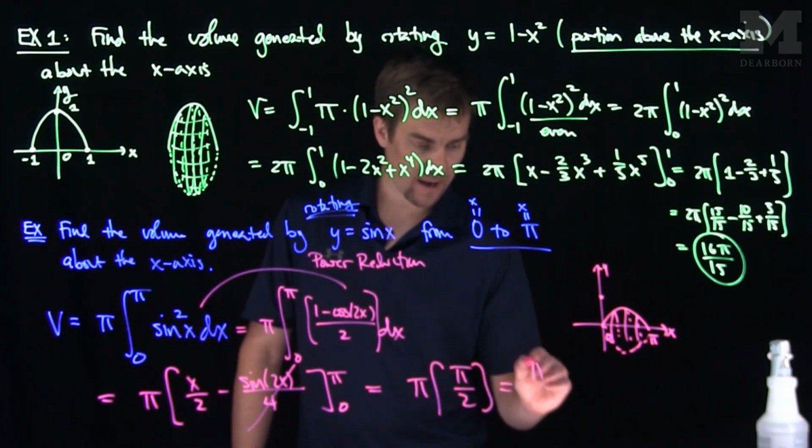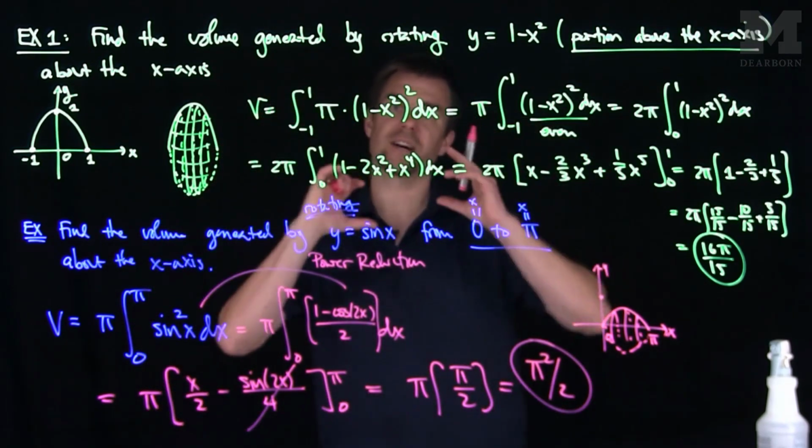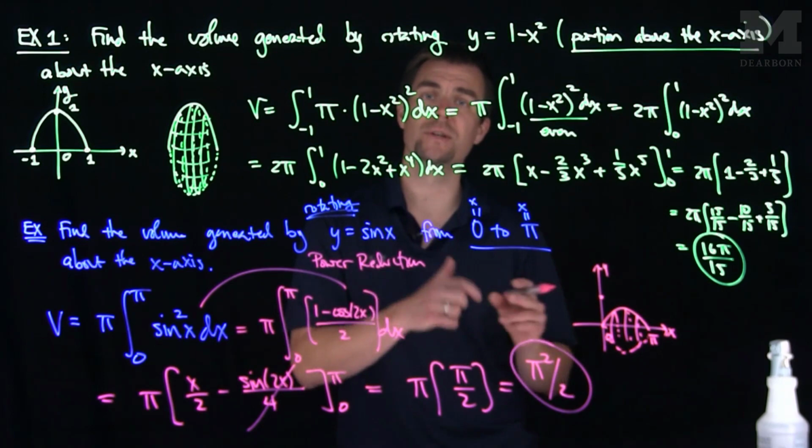And this will just give me pi squared over 2 as the volume of revolution rotating sine of x about the x-axis between the points 0 and pi.